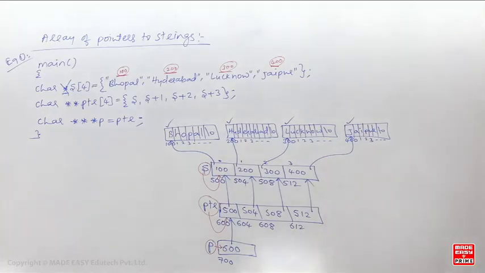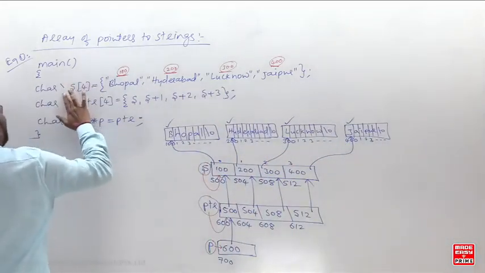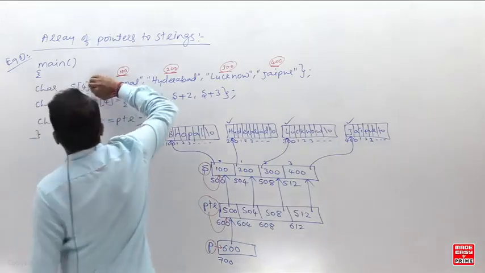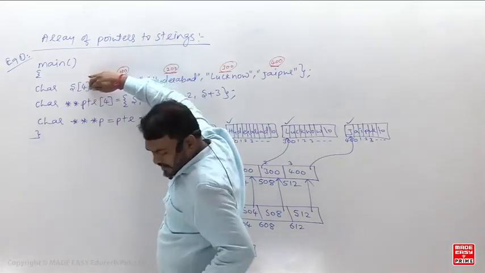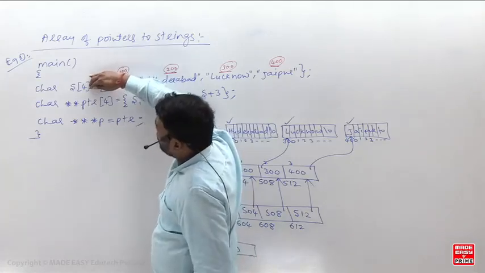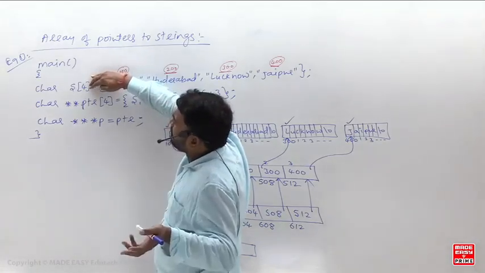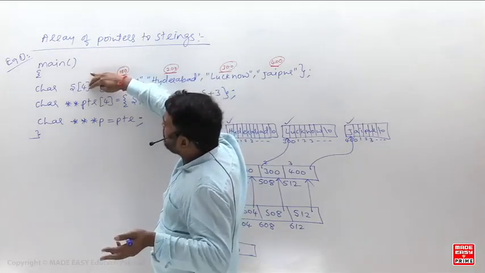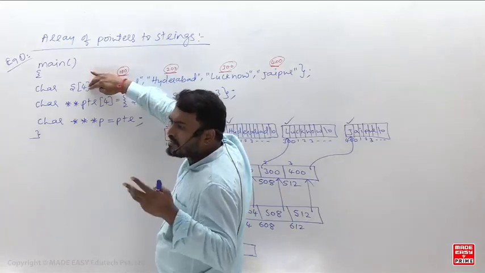Now tell me, if I remove this star, is it allowed or not allowed? Okay, very good. Obviously it is not allowed. If you remove the star, what is the meaning of char S of 4? You are telling the compiler that S is an array of 4 elements and every element is a character.